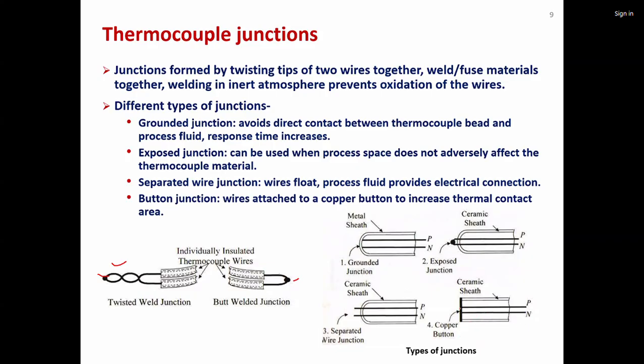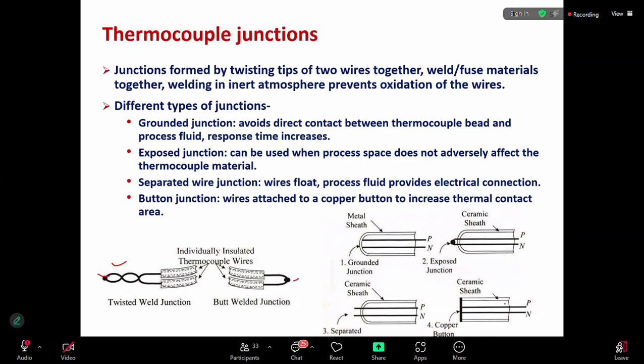And then you have the button junction, where it is similar to the metal sheath here. The difference is that here it is a complete tubing arrangement. In another case, you can just have a flat surface here at the end, where the P and N type can come and make electrical and thermal contact. And the whole thing is again encapsulated in a ceramic sheath.